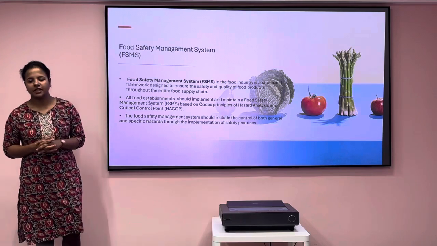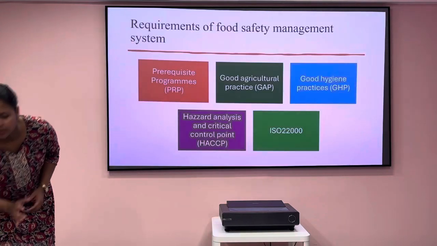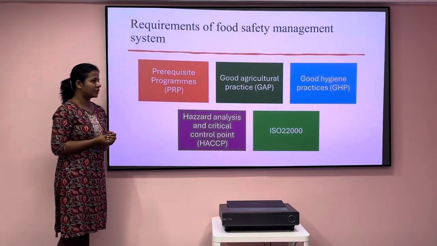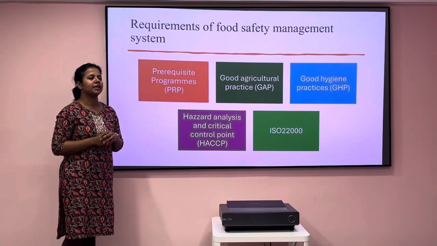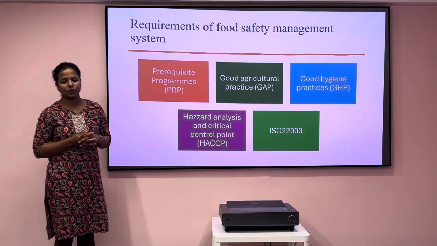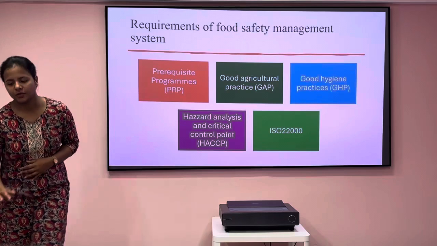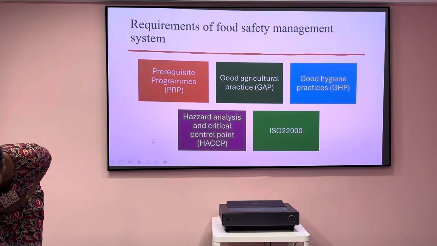Okay, what are the requirements of the food safety management system? There are many requirements. The main requirements are prerequisite programs, agriculture practices, good hygiene practices, HACCP and ISO 22000. What are prerequisite programs? Prerequisite programs are the very basic necessary steps.